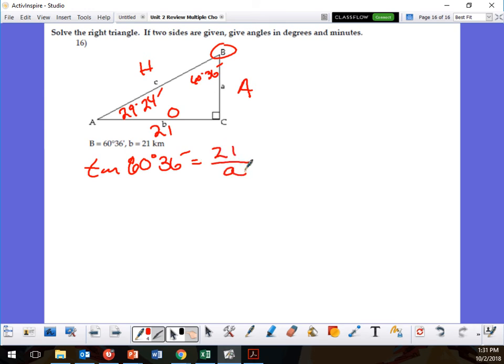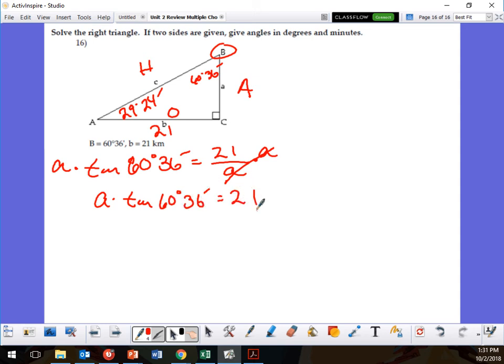Right, now this is one with the variable on the bottom. Okay, what am I going to multiply here now? You're always going to multiply by the bottom. If the variable's on this side, you're going to multiply by the bottom all the time. So that's going to cancel that a over here. So now you're going to get a times tangent of 60 degrees, 36 minutes is equal to 21.